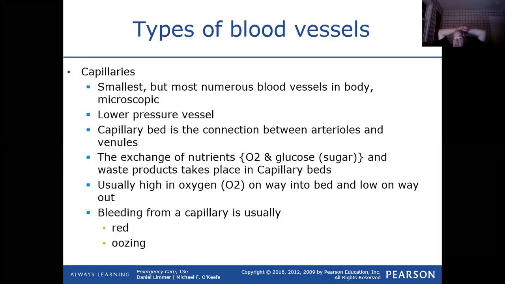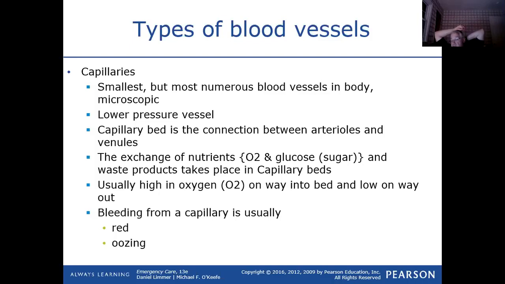It's usually high in oxygen going into the capillary bed, and then obviously low in oxygen on the way out, because once it travels through the bed, the oxygen has left the capillary. If the purpose of the capillary is to give oxygen up, it's high when it gets into it, but as it's leaving, going back into the vein, it's low because it's used up the oxygen. So bleeding from a capillary is usually red in color, not as bright red as an arterial bleed, but a little brighter than a venous bleed.